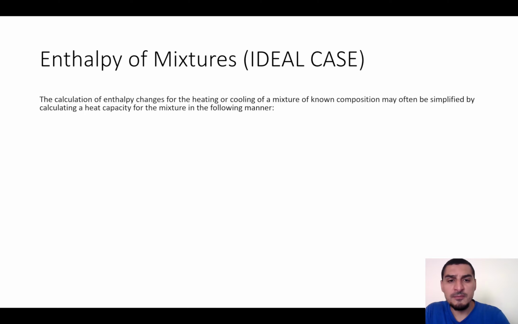So if we have a mixture, then the enthalpy can be calculated using different equations based on the type of system. The case that we are dealing with here is the ideal case. The ideal case means that the enthalpy of the mixture is equal to the enthalpy of individual components, which is not the case for all the mixtures.